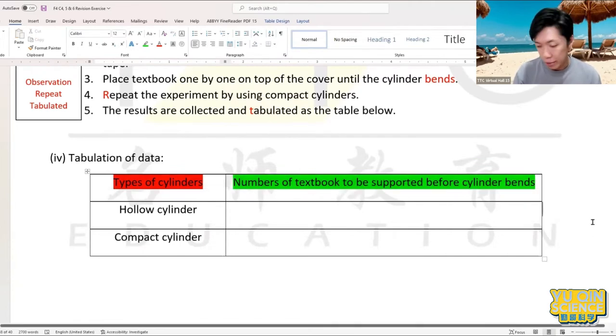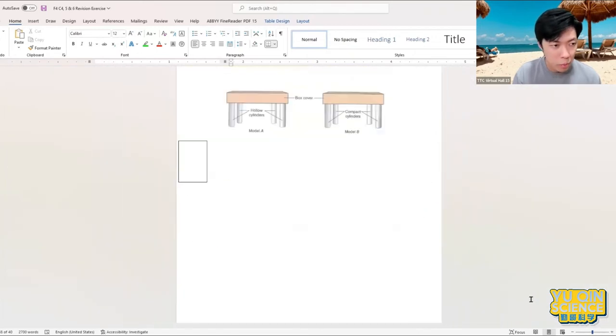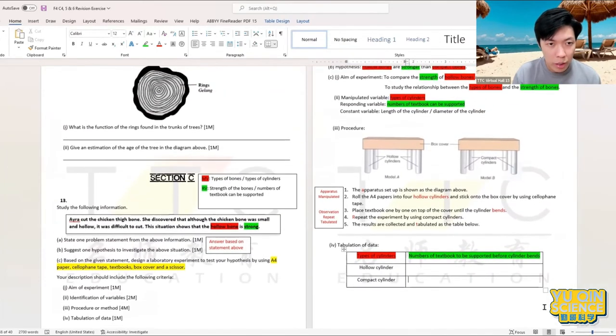Okay, can I? There you go. So that would be sort of your complete experiment. This is how it looks like, everybody.